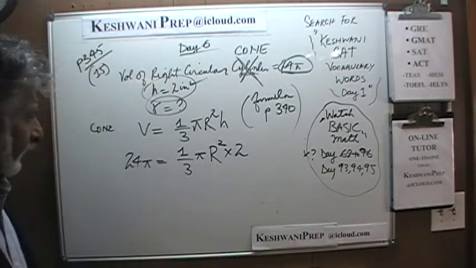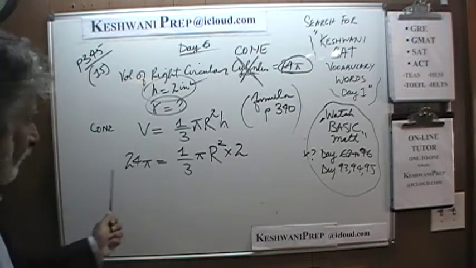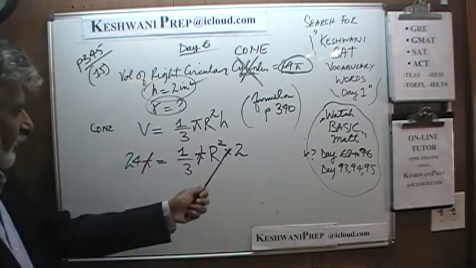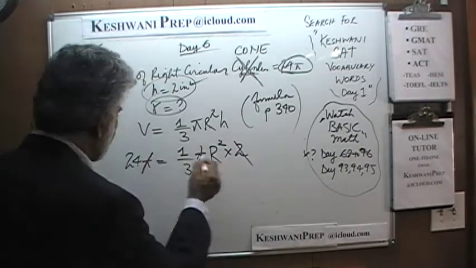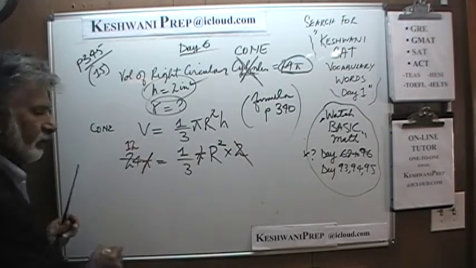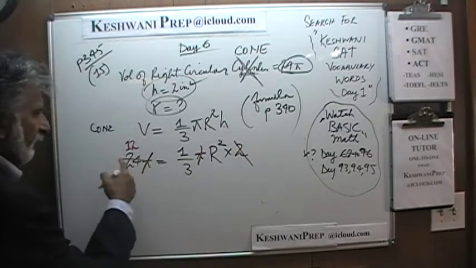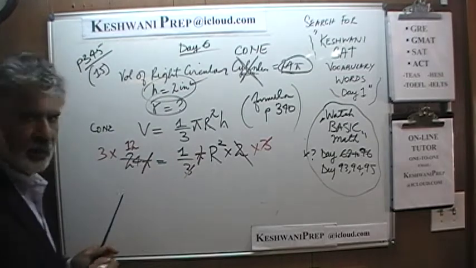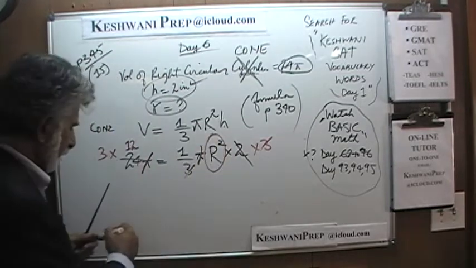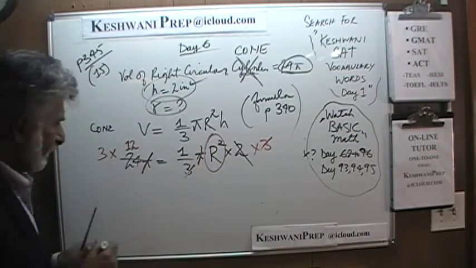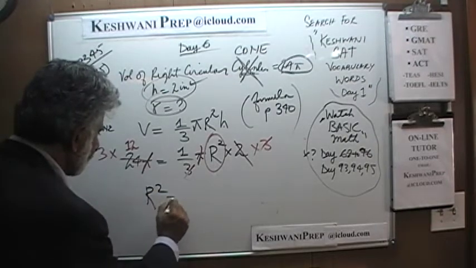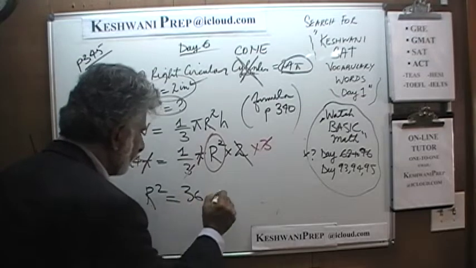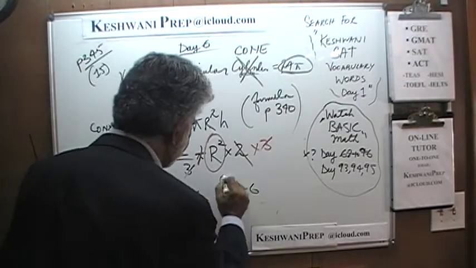First things first, let's divide both sides by pi. If you divide both sides of the equation by pi, the pi is going to drop out. Let's divide both sides by 2. We see a 2 here, we see 24 here. Let's divide both sides by 2, and 24 is going to become 12. And now bring the 3 here by multiplying both sides by 3. So we can get rid of this 3, and that's it, we are done. We are left with r squared, and r squared is a nice round number, 3 times 12, which is 36, and nothing to it. r is equal to 6.